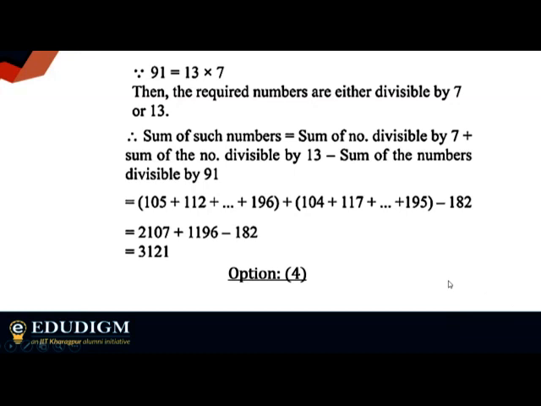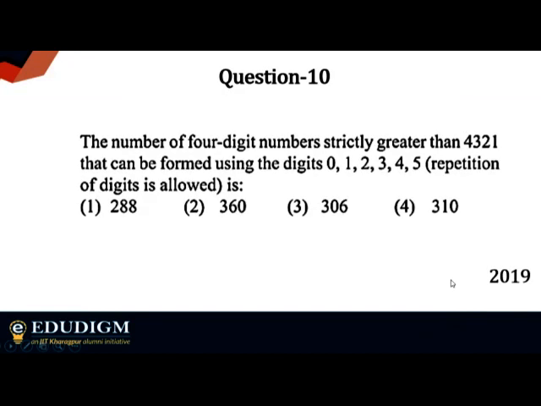Still, if you have a problem, always let me know in the chat box. Let's quickly do the 10th question. Let me point out two things. These are the things you normally miss out on, especially when the options are pretty close to each other, and you see where you can go wrong. Strictly greater, that is important. And also repetition allowed. And 4-digit numbers is also important. So, the number of 4-digit numbers strictly greater than 4321, which can be formed using these digits.